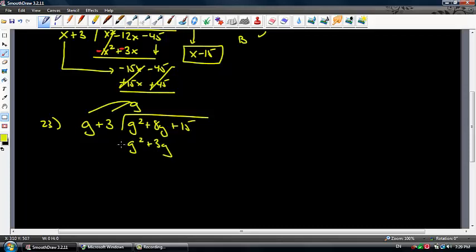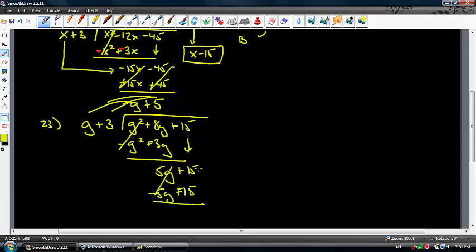I'm going to subtract or switch the signs. That becomes 0. 8g minus 3g is 5g. Bring down the 15. G into 5g is positive 5, and then I'm going to multiply in. I get 5g plus 15. Again, subtract by switching all of the signs. Those go away, those go away. G plus 5 is my answer.